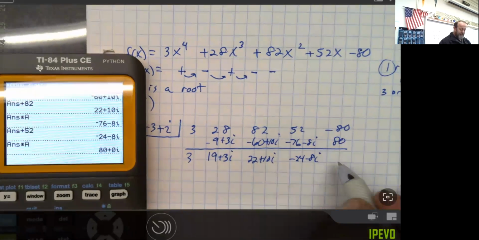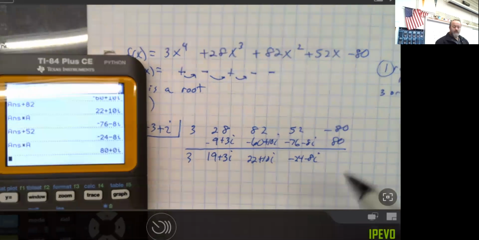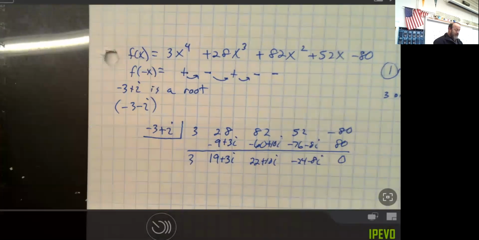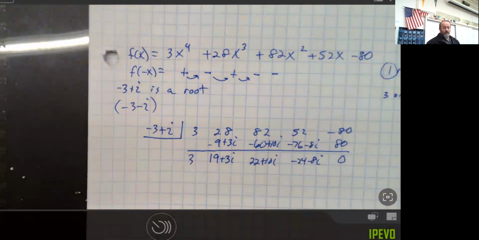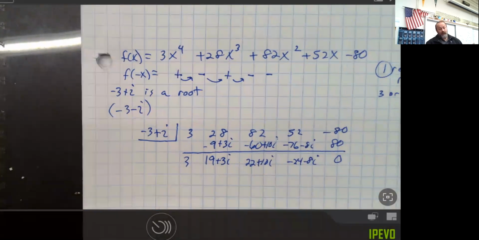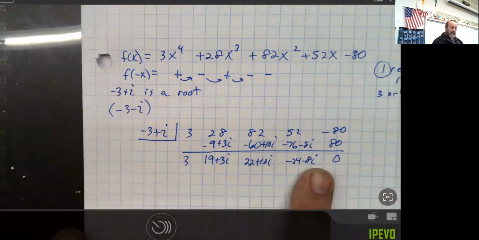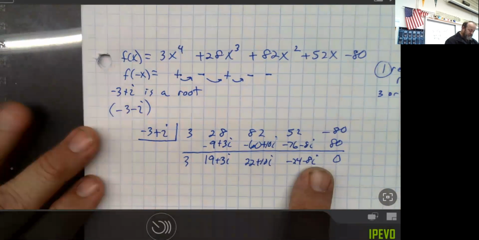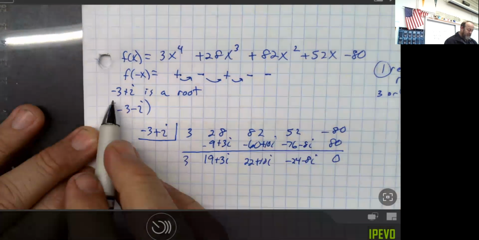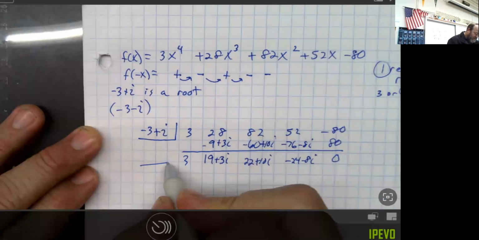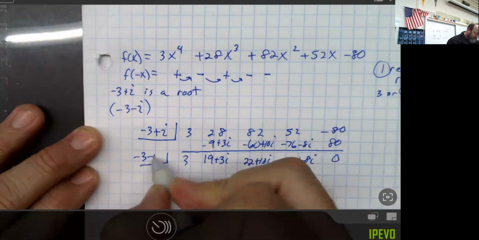Now notice it says 80 plus no i, so I didn't bother. So it confirmed what I knew to be true. Now, what's supposed to happen by promise is all of these imaginaries should cancel out. But again, we haven't finished, because we know we divided this one out, but we need to divide the other imaginary or complex root out.